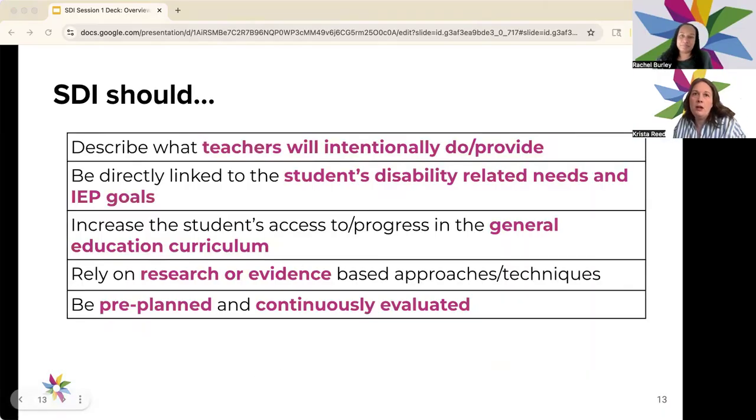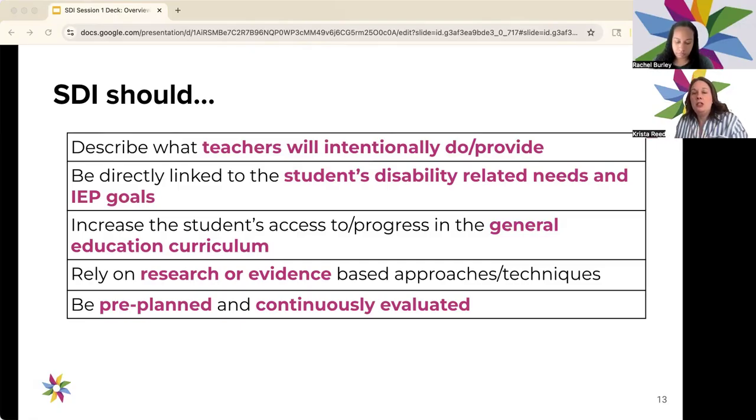When we think about that definition of SDI, it was a lot of legal words, right? So to break it down in a really concrete way, what is SDI? What should it do? Number one, SDI is when we are describing the instruction that teachers will provide. So it's what teachers will do with intention and specificity. It is linked directly to the impact that a student's disability is having on their access or progress in the general ed curriculum. So it should result in increased access and progress.